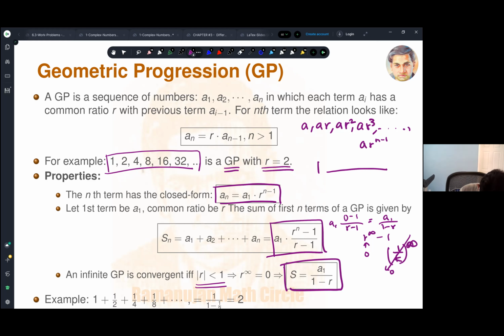An example of this is if you have 1 plus 1/2 plus 1/4 plus 1/8, and so forth, to infinite terms, then this can be written as 1 over 1 minus a half, because the common ratio is a half, and that would just be 2.